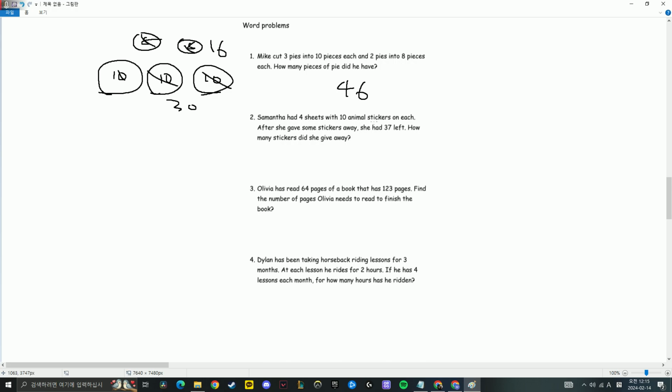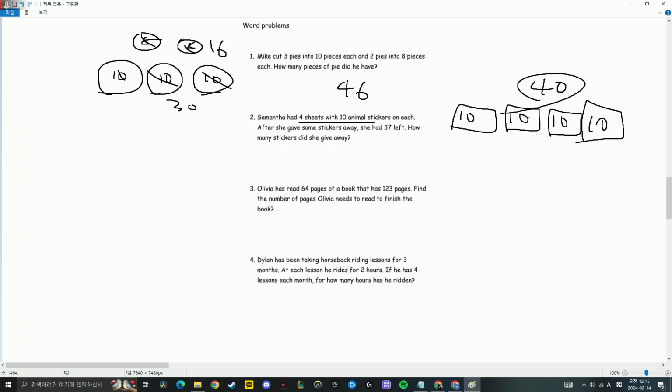Samantha had 4 sheets with 10 animal stickers on each. After she gave some stickers away, she had 37 left. How many stickers did she give away? 4 sheets with 10 animal stickers on each. So this one is 1 sheet, this one is another sheet, this one is another sheet, and this one is another sheet. So she had 40 total, because 4 of 10s is 40. And she had 37 left, and from 40 to 37, that would be 3.